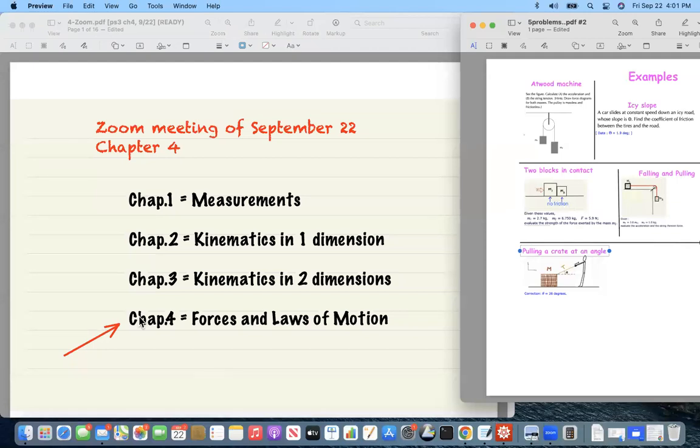Now, since this is where we start to study physics, this is a kind of a more difficult chapter than the chapters which were just on math. And now, after we finish chapter 4, that'll be next Monday. The next day, Tuesday, will be the first exam. So at the end of today's Zoom meeting, I'll talk a little bit about what will be on the exam.